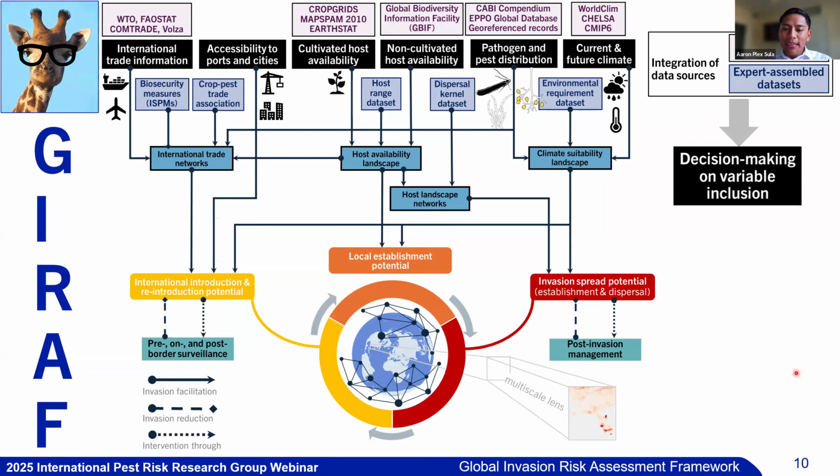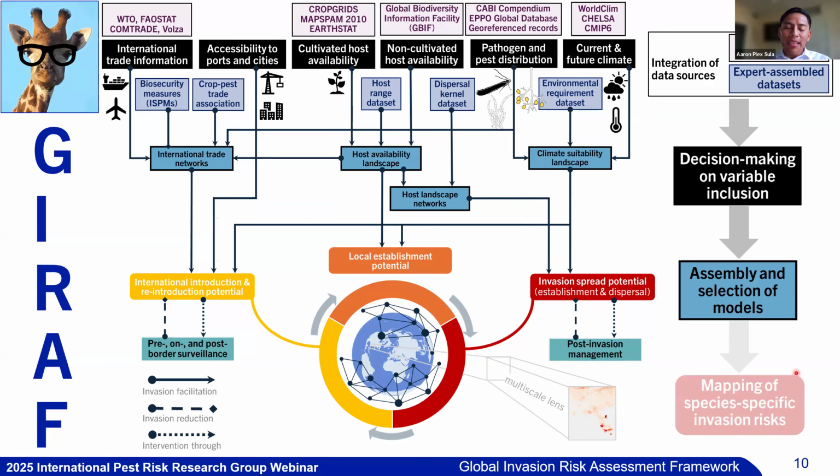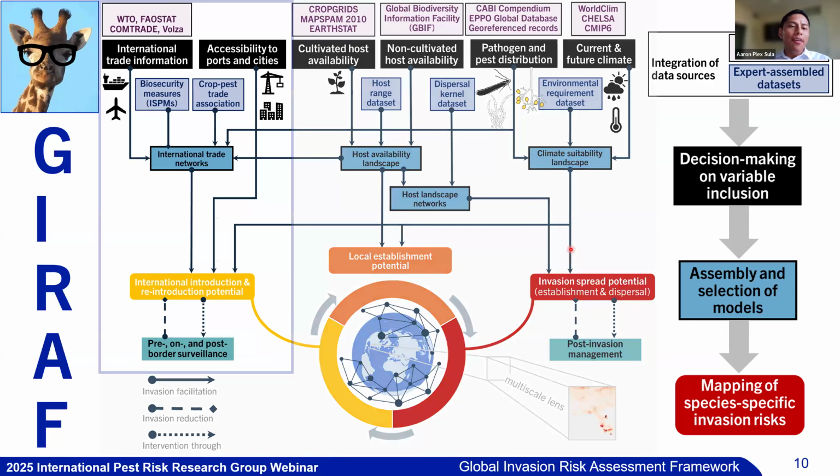The second is the decision making about which variables are important for understanding the establishment and the spread of these pest species. Next, we build the models and validate these models based on their performance. And finally, we generate maps of invasion risk across scales from global to local. The main goal, in general, for GIRAF is understanding the potential introduction, the establishment, and invasion spread of a pest species. Now let's move to the very specific components of this framework.